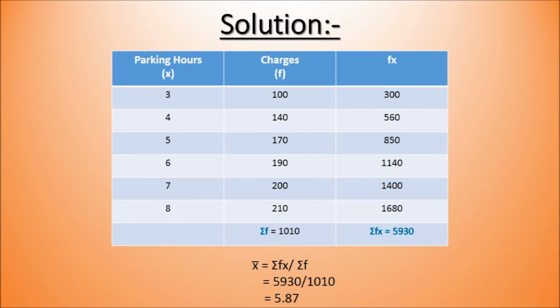Finally, we find the sum of all frequencies, that is sigma f, which is 1010 in our case, and also the sum total of third column, that is sigma fx, which is 5930, and then we put it in the formula for mean, that is sigma fx upon sigma f, and we'll get 5.87 as our answer.